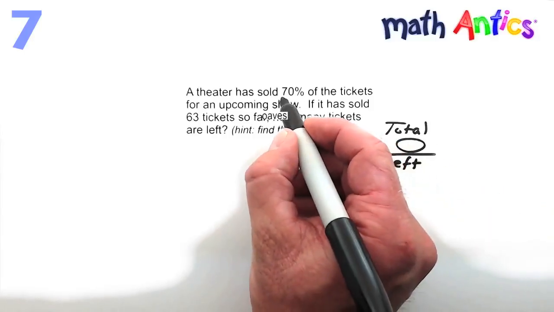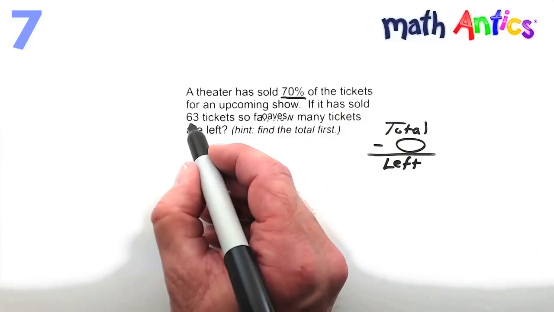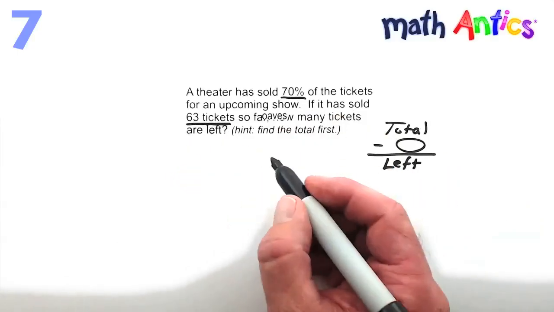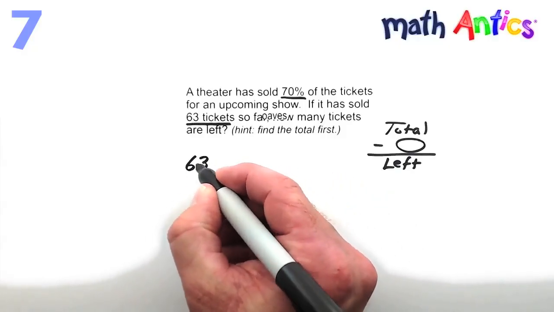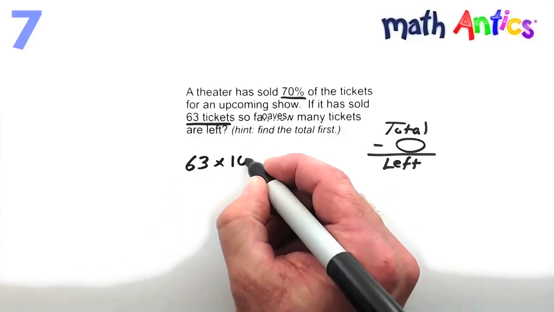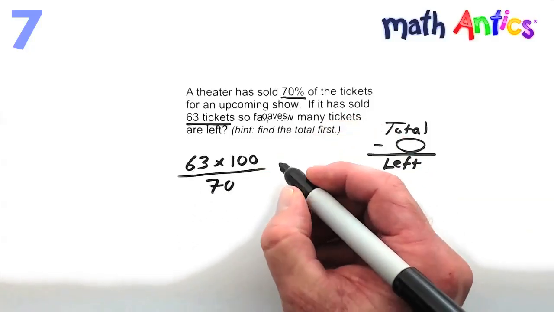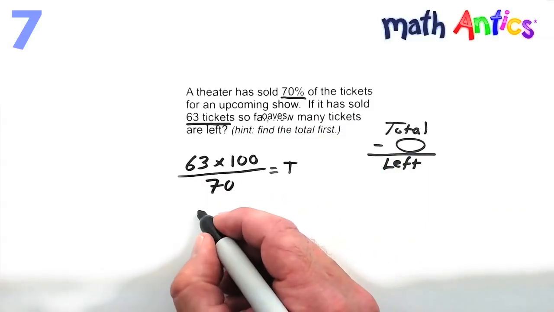We know it's a percent problem, and we know the percentage here, 70%. And we know that they've sold 63 tickets so far. That's the part that they have sold. So to find the total, we just plug that into our formula. We take the part, 63, and we multiply it by 100. And then we're going to divide that by the percent, which is 70. And that's going to give us the total number of tickets.